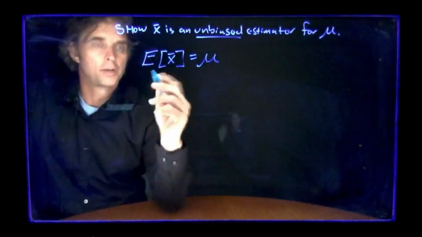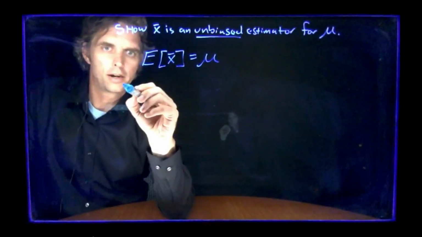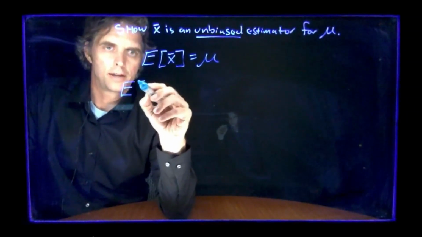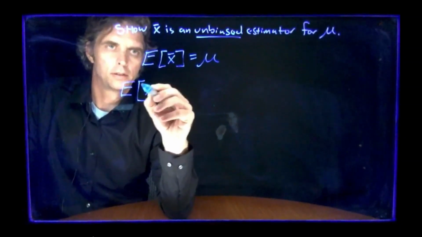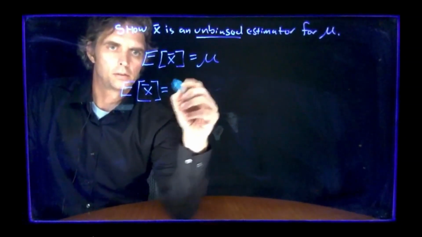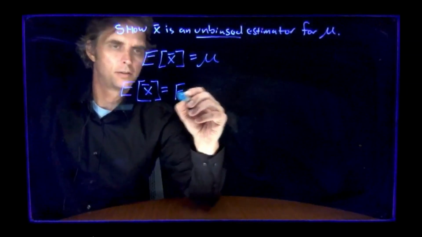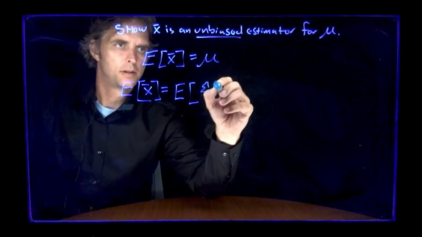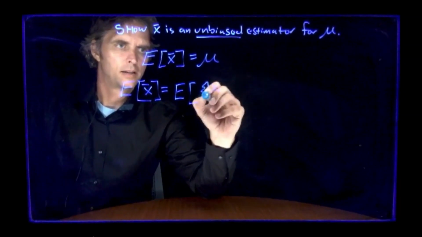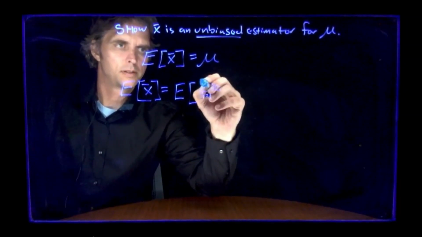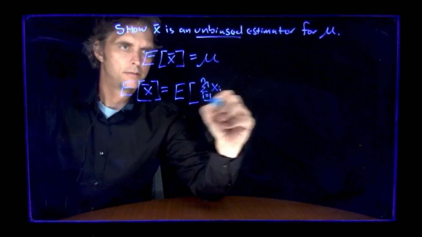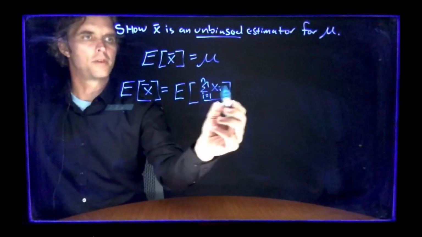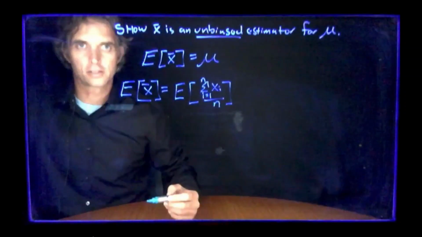So how are we going to do that? Well, let's look at X bar. Our expected value of X bar is really equal to the expected value of the sum of xi from i equals 1 to n divided by n, right? That's all X bar is: the sum of all the x's divided by how many x's you added up.